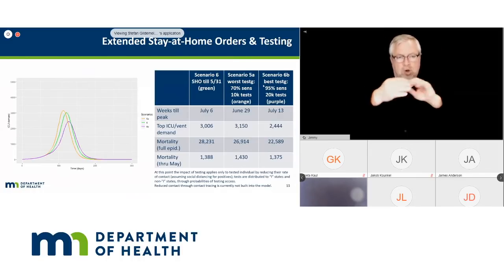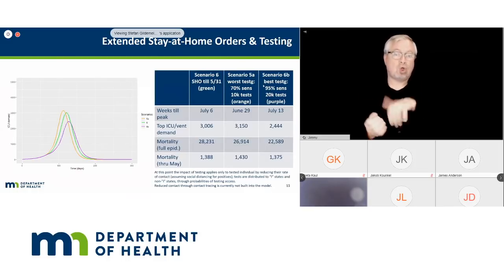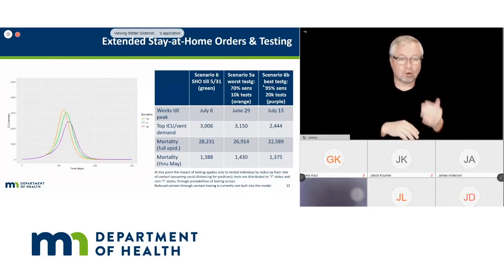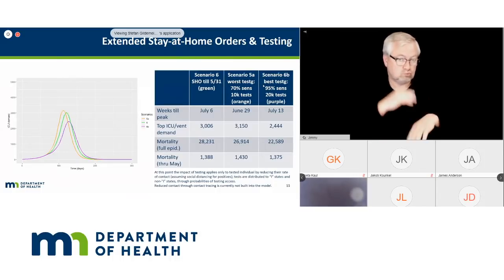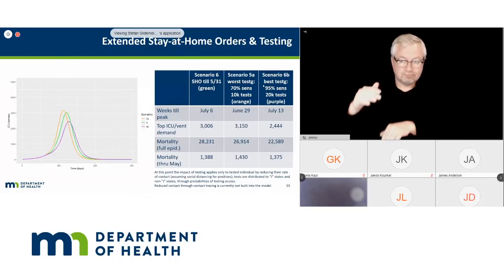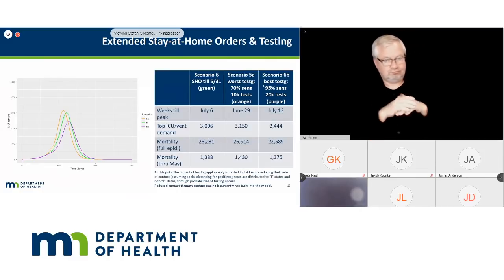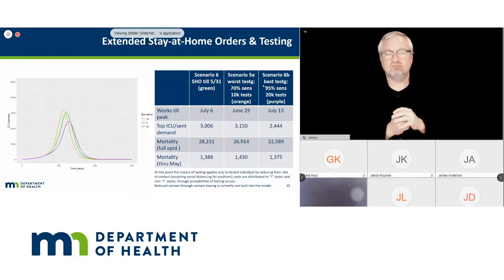In terms of all the other numbers, including in particular the mortality number, that's run with ICU capacity at the cap that we have set right now, which is 2,200 beds. And so that mortality accounts for exceeding ICU capacity.